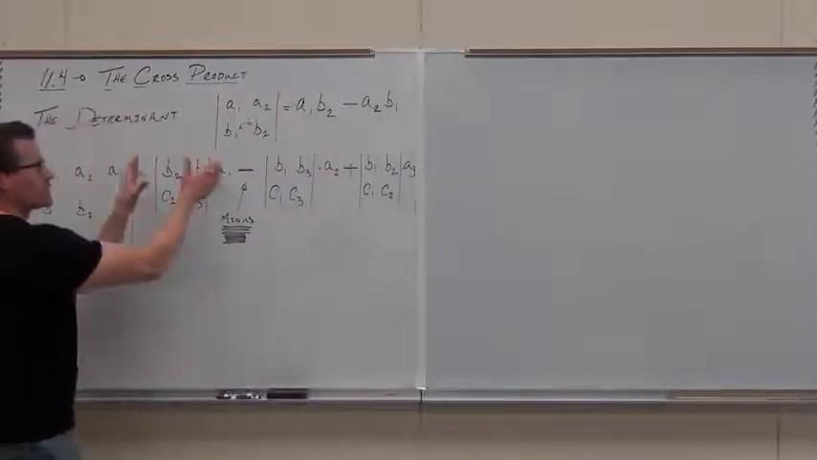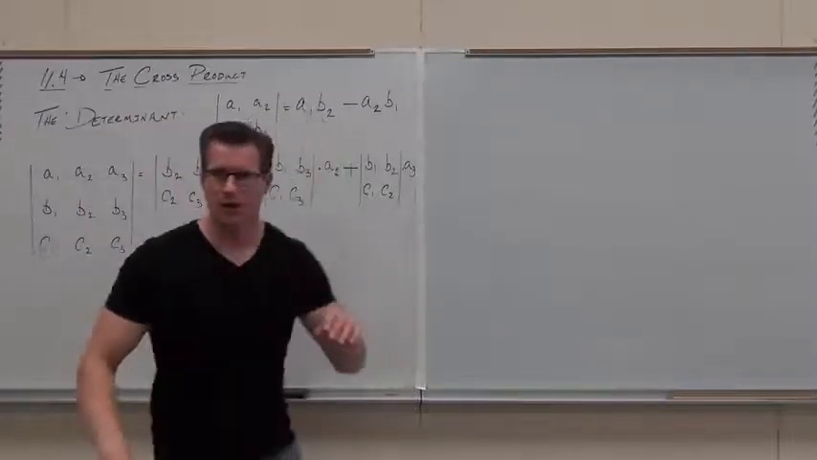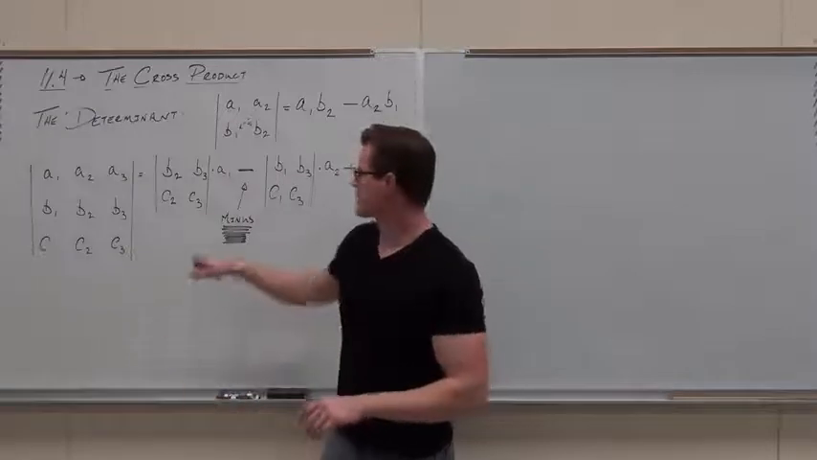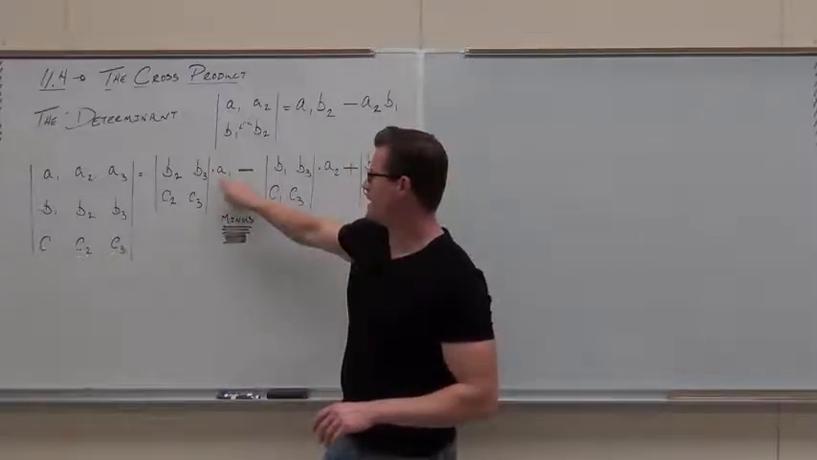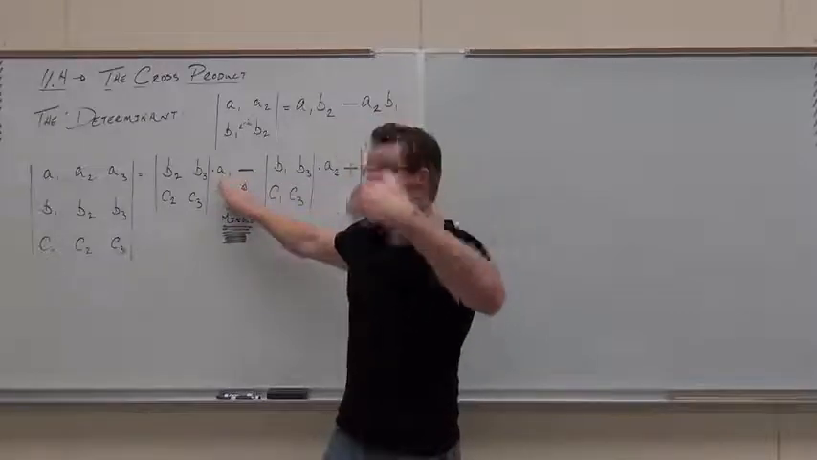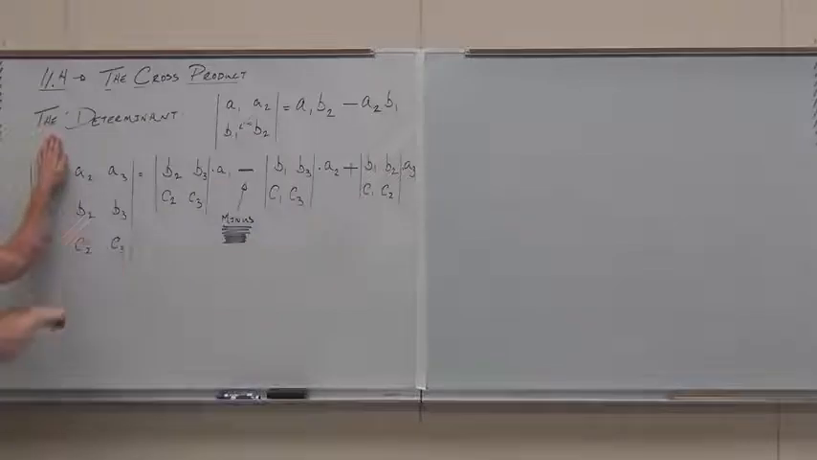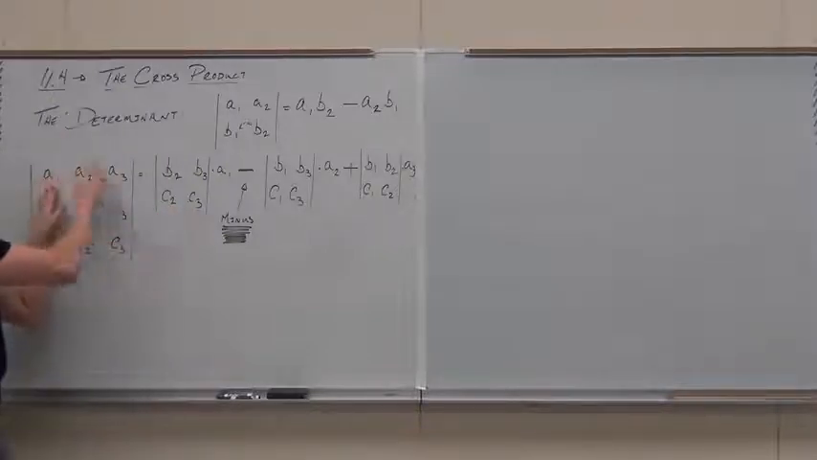If you want to calculate this first number, the idea is cover up the column. This works all the time. Cover up the column that has that number in it. What that leaves you with is this matrix. Do you see it? Find the determinant of this matrix, and then multiply by that top number that you just covered up, and that does it for you. Does that make sense?